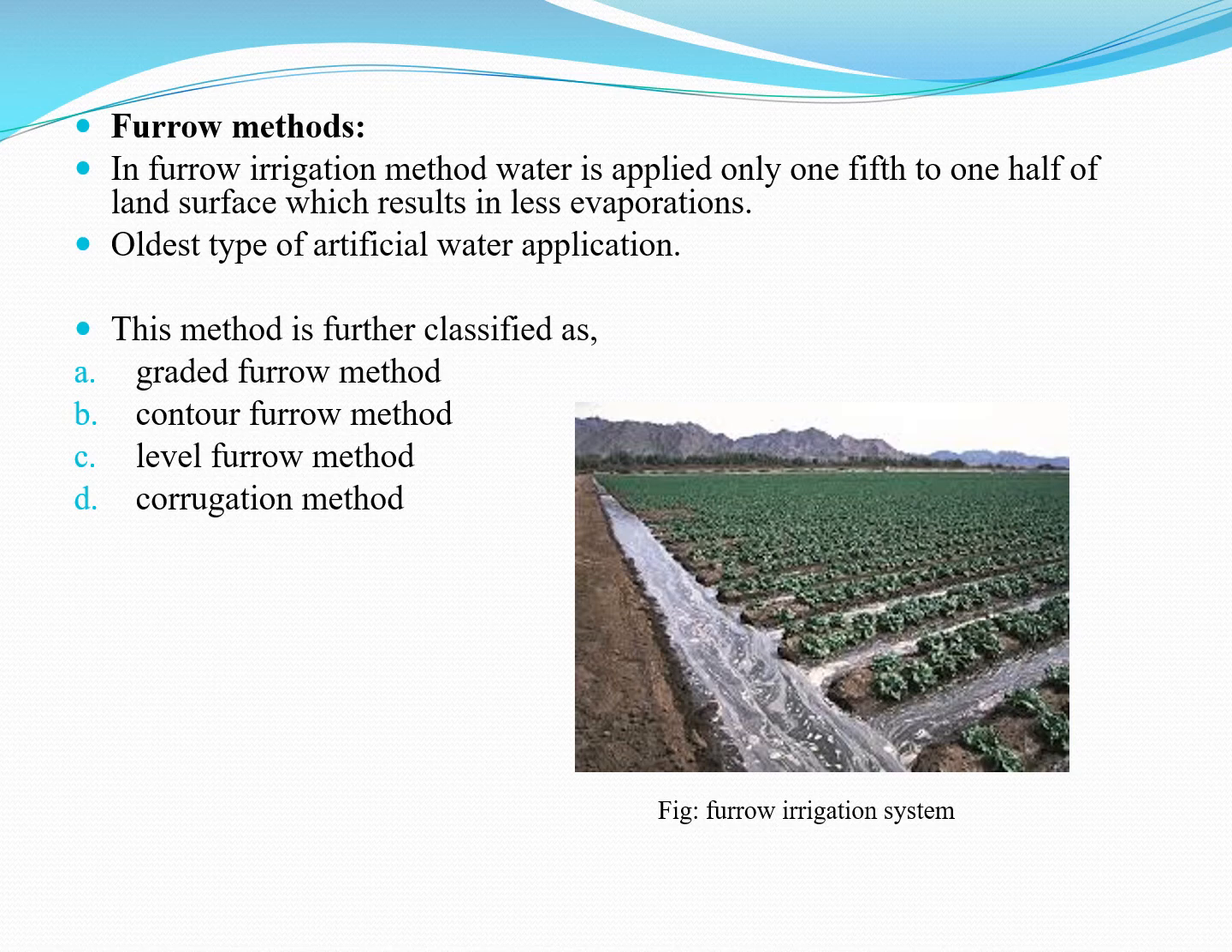So furrow irrigation is a surface irrigation method in which water is applied to the field from open ditches or pipes through small channels or furrows. The entire field is divided into furrows, which carry the water through the field, and the crops are generally grown on the ridges between the furrows. See this figure, which shows the furrow irrigation system.